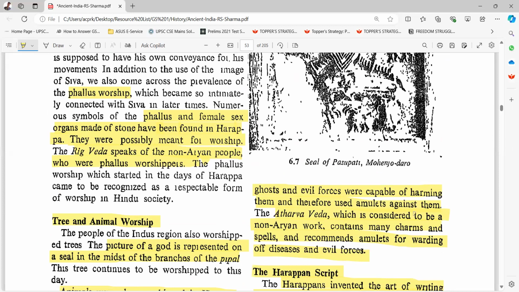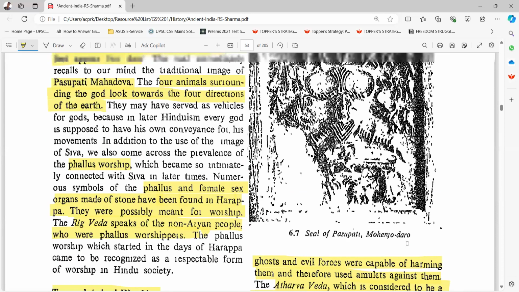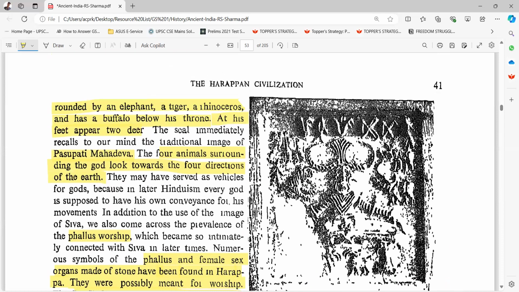The Atharva Veda, which is considered to be a non-Aryan work, contains many charms and spells and recommends amulets for warding off diseases and evil forces. Figure 6.7 shows the seal of Pashupati found at Mohenjo-daro.